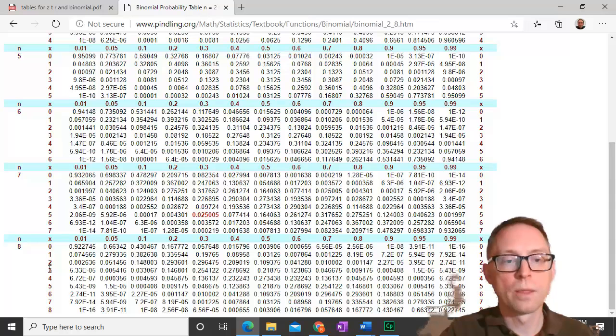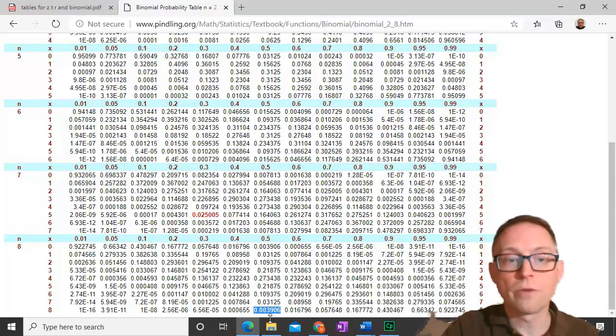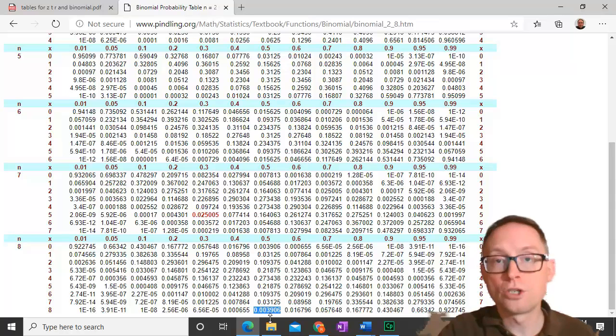So what we do is we start with the most extreme. So let's look here. If 8 out of 8 people came, what would be the probability of that happening? Well, if 8 out of 8 people came, then the probability of that happening is 0.003906. So that's less than 0.05. Great. So if 8 out of 8 came, I would reject the null.